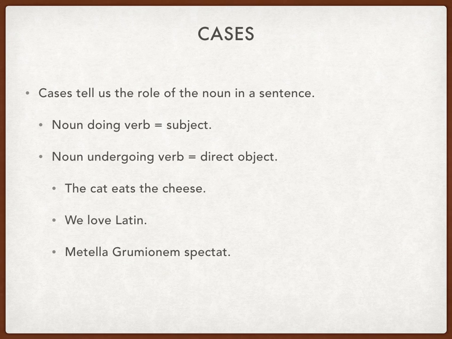In Latin, Metella grumionem spectat. The noun doing the verb is Metella, she is doing the watching, while grumionem is undergoing that action. He is being watched, he is the direct object. You'll notice that often in Latin sentences we have this order. So we have the subject, amicus, followed by the direct object, servum, and then the verb, salutat. The friend greets the slave.